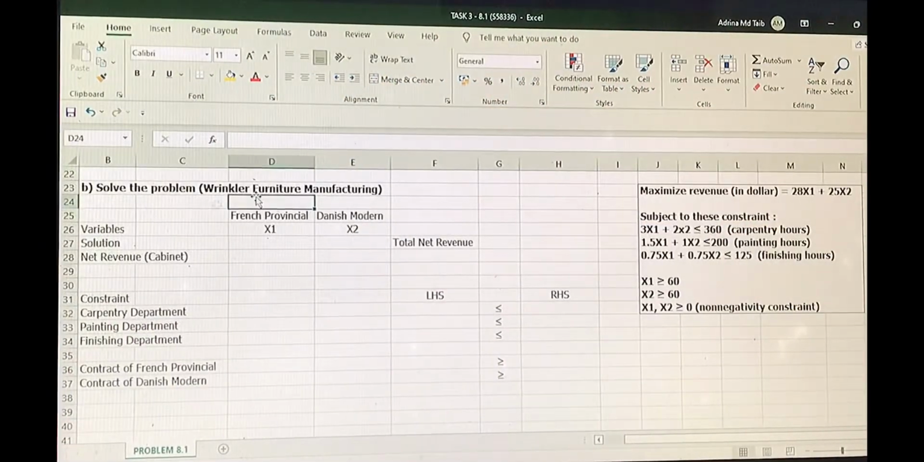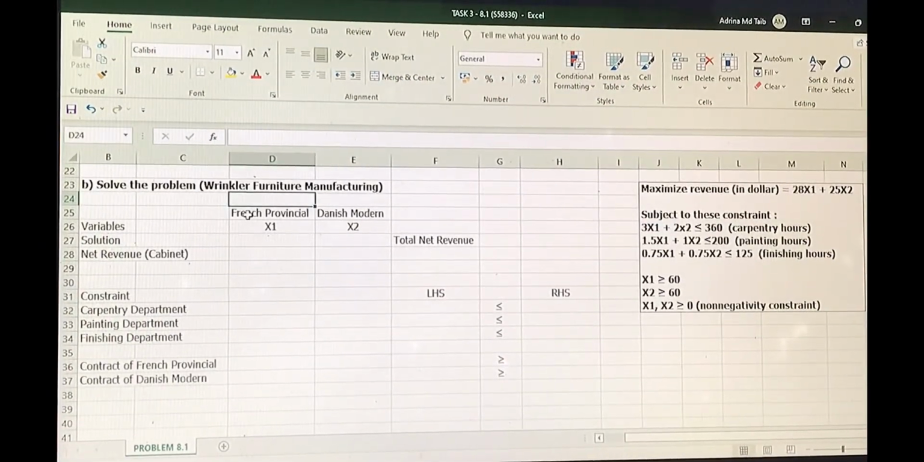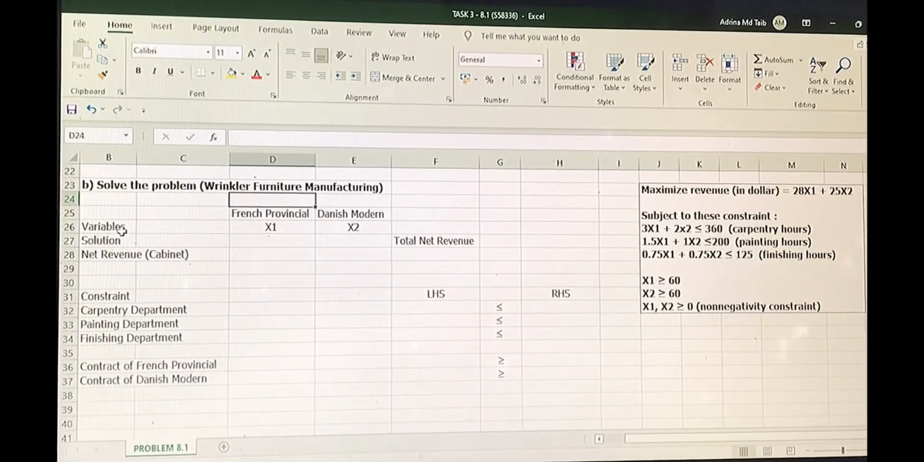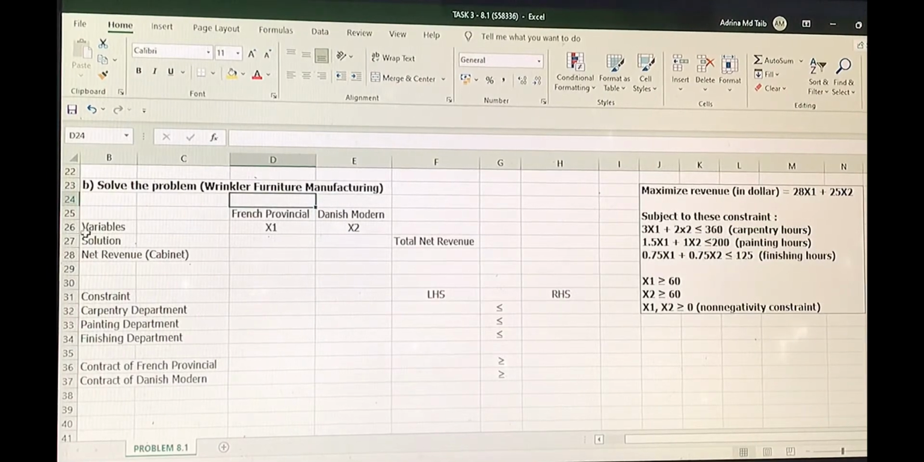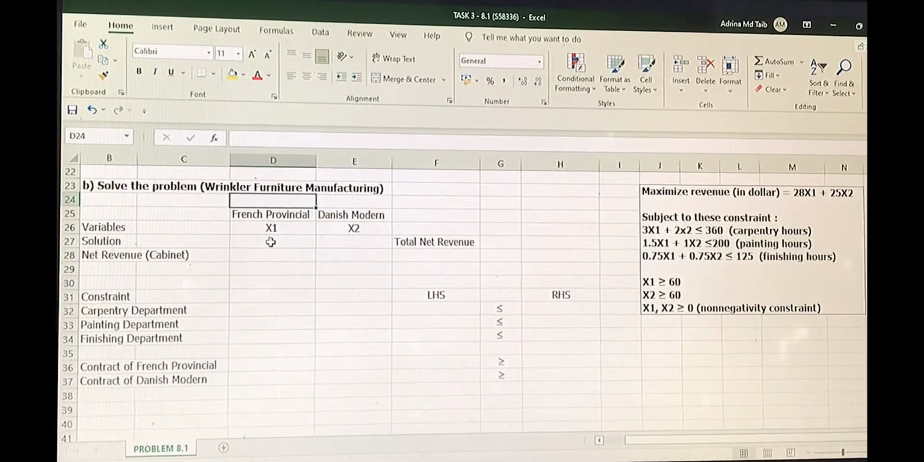As we can see, we have two variables to maximize the profit or revenue. So we start by defining the decision variables. That is, X1 refers to French Provincial and X2 refers to Danish Modern. So we have a solution here, and we have the net revenue of a cabinet, and I put here the total net revenue.